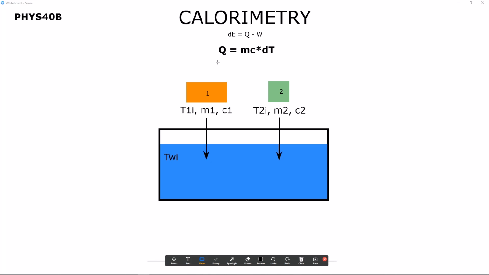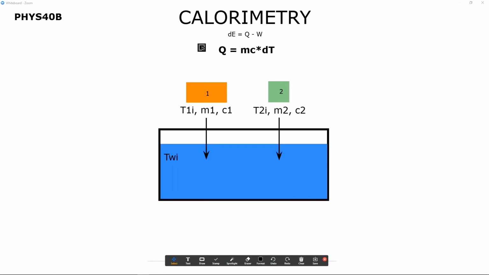Now Q, to be clear, this is not how much energy is held within anything. This is rather how much energy is moving between two different things. Remember, we have a delta T here, that's a change in temperature. So this is specific to a certain process. All right, so let's start describing this.